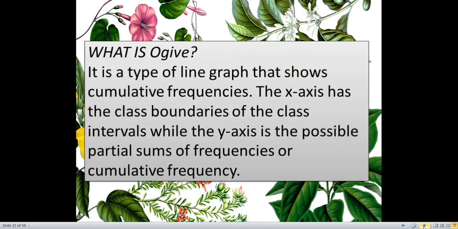Okay, so after the line graph, we have the ogive. An ogive is a type of line graph that shows cumulative frequencies. So in an ogive, that is for our cumulative frequencies. That's the difference from the line graph. The x-axis has the class boundaries of the class intervals, while the y-axis is the possible partial sums of frequencies, or cumulative frequency.